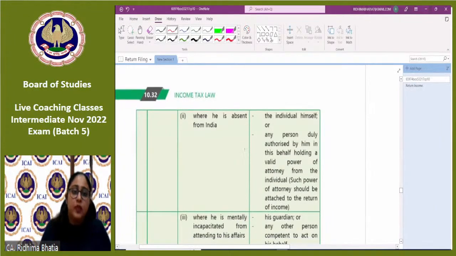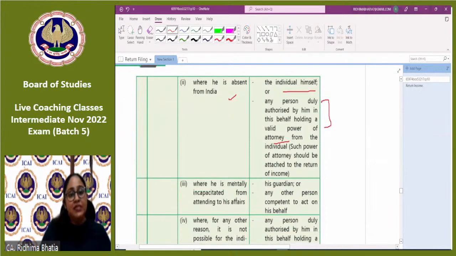Okay. But if I'm outside India, still I can verify the return. There the place will be wherever I am. But if I'm outside India and I am not in knowledge of how the return should be filed and all those things, I'll give a power of attorney to a person, authorize him to file my return of income, and that person will verify my return of income.